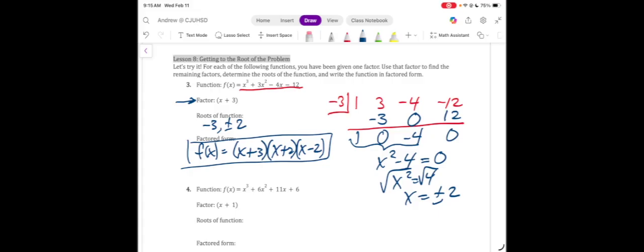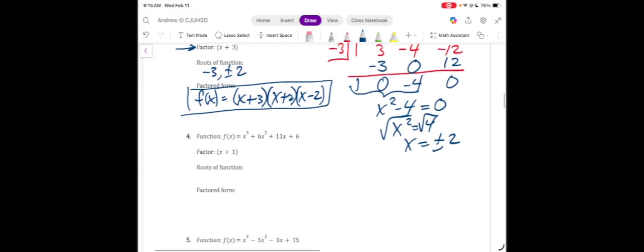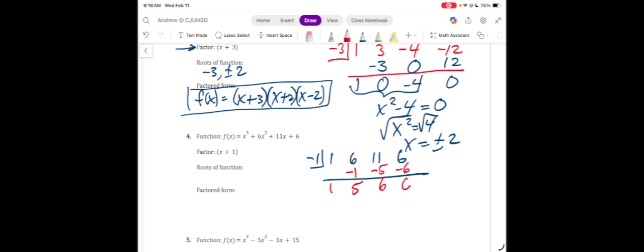Let's try another one. Number 4. The factor is x plus 1, so we're going to use minus 1. Synthetically divide 1, 6, 11, and 6. Draw a line. Drop the first 1. Multiply. Add. Multiply. Add. Multiply. Add. There's my 0 remainder.